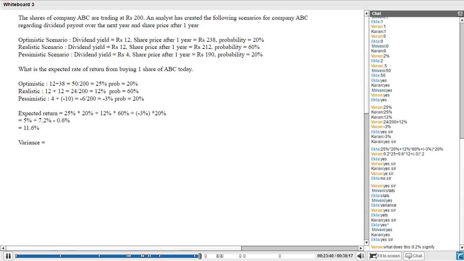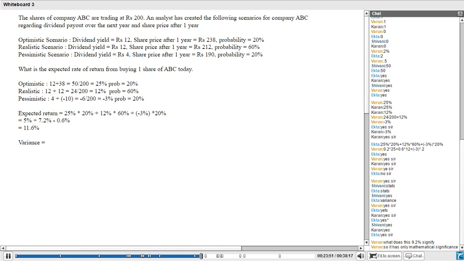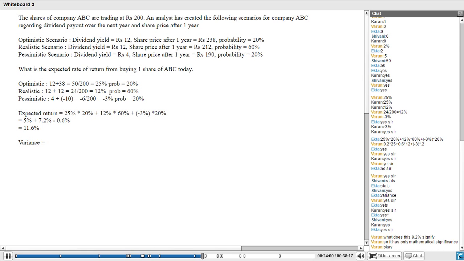When we talk about variance, we will get a better sense about how to use this. Right now it has only mathematical significance. Right now it gives us a sense that the higher this value is, the more risk it signifies. So the higher the standard deviation, the more the risk.